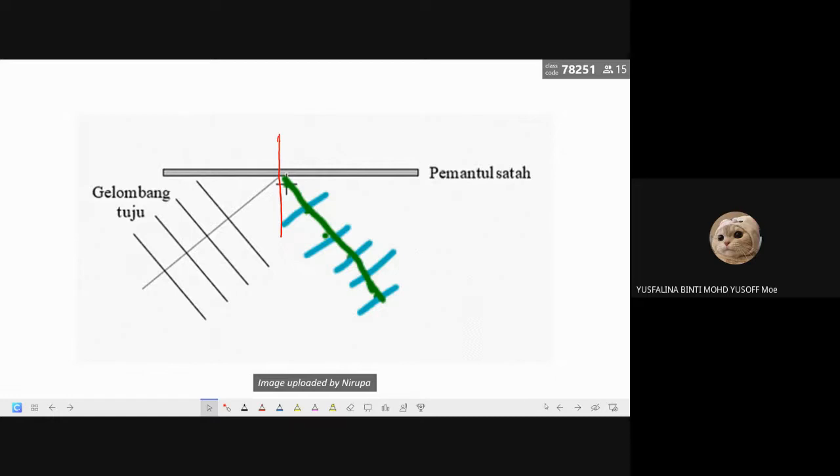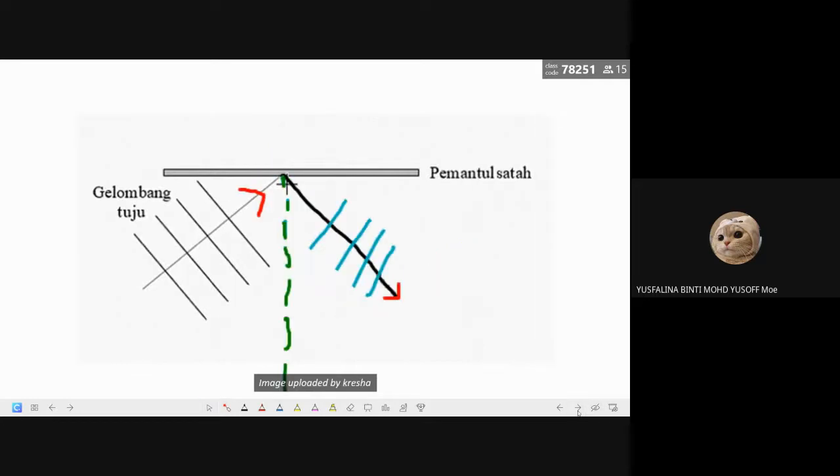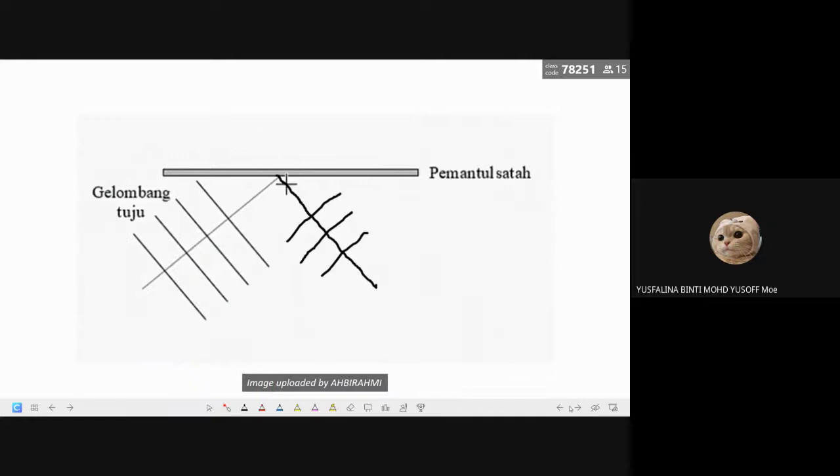Okay, Nirupa. For this one, they say this is 2 marks. I will give you 1 mark, but I assume you know the wavelength must be same. But let's say in the exam, you draw like this, you get 0 because the wavelength is different. Okay, very good, Trisha. Okay, very good, Abi. This one is only 1 mark because no normal line.